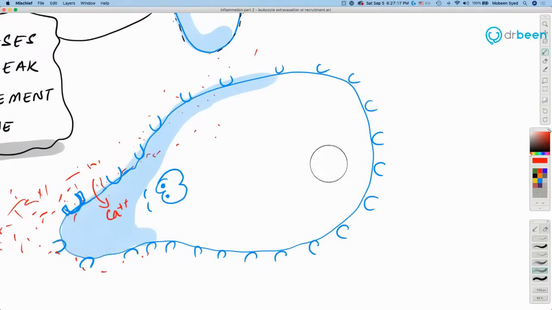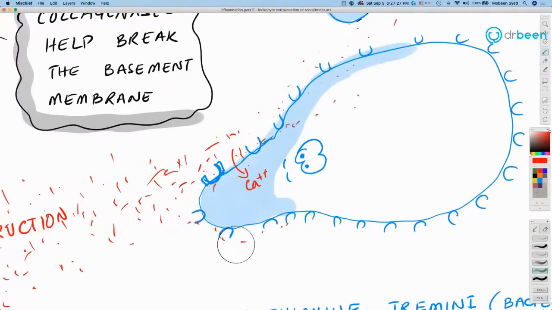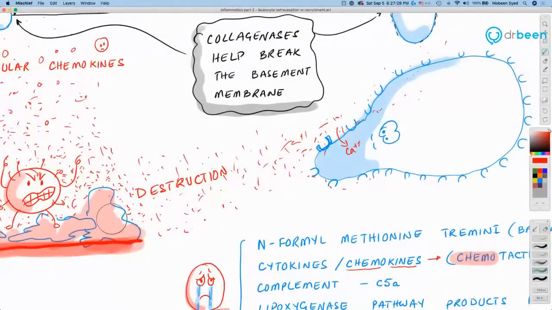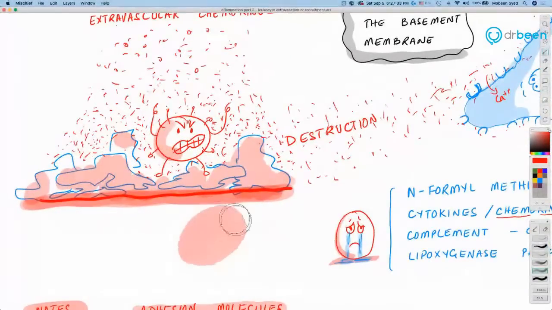Result is that the cell internally can now flow, the material in the cell can flow from that side to this side. And the end result is that this would keep happening. The cell would keep crawling towards the area of destruction, and finally it would reach there. And when it would reach there, it would start doing its function. So that is how this whole process is called leukocyte recruitment.